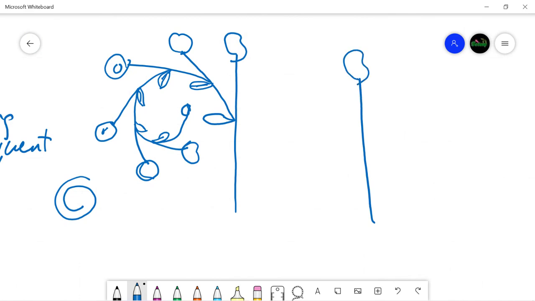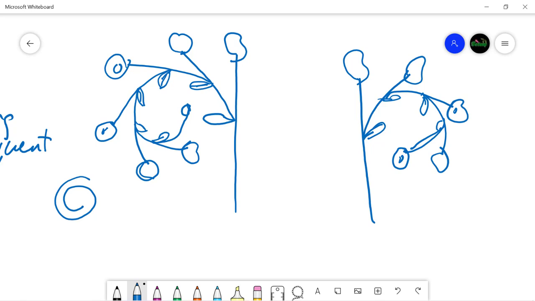So we have a leaf here, and a branch ends in a flower, and then a leaf, and so on.